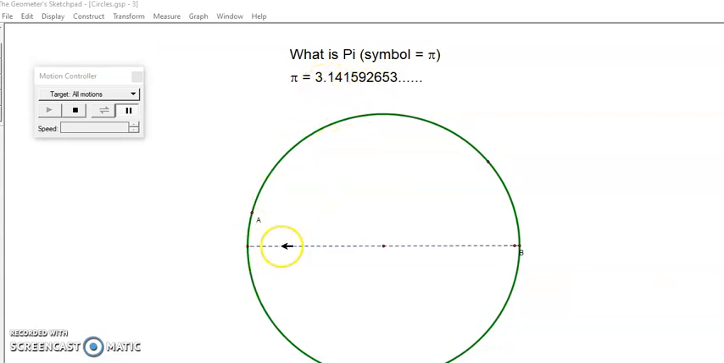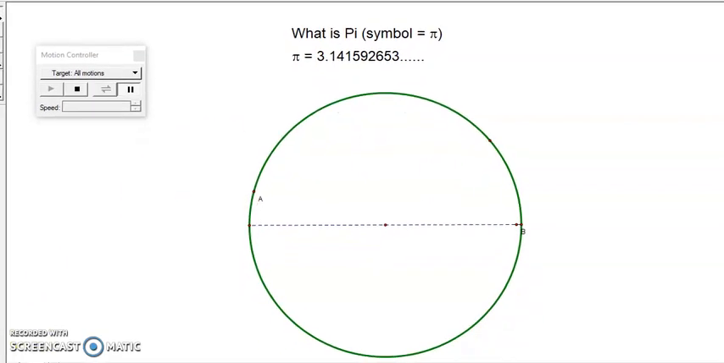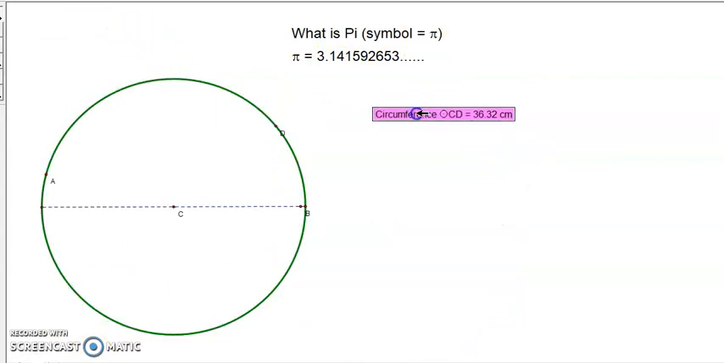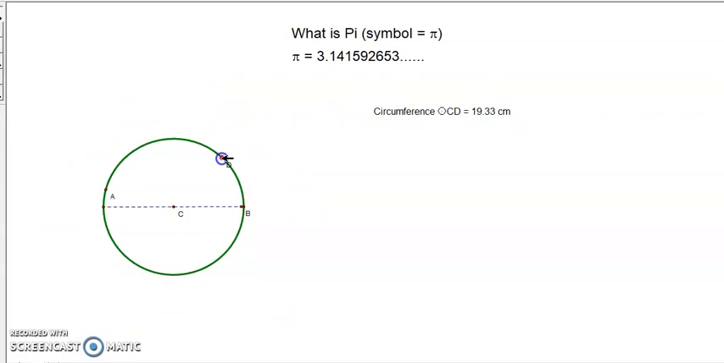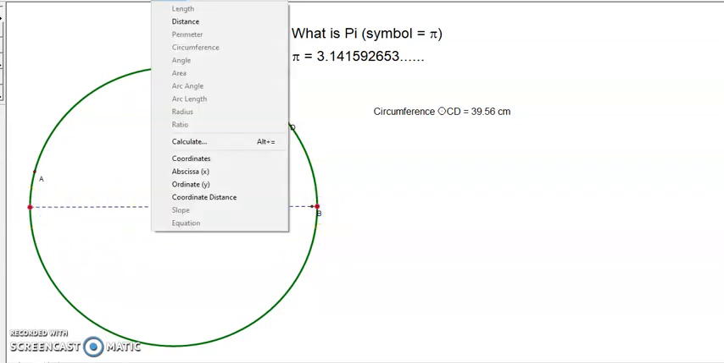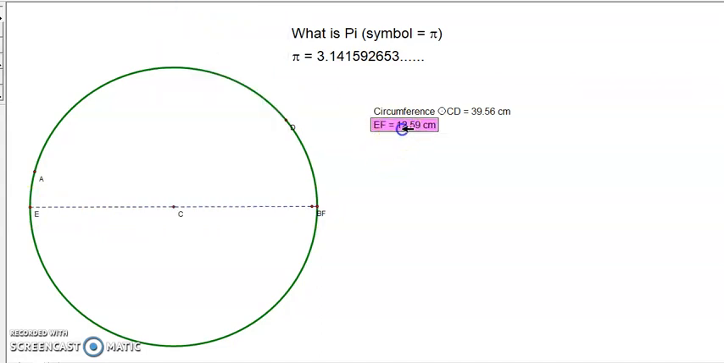This represents how many diameters fit around the circle. So it's 3 and a little bit. So we can do a little calculation and figure out how we can actually calculate that. We can write a little equation like this. The circumference of this circle right here is 36.32 centimeters. And if I make the circle smaller, you see how the circumference changes. Now I can also tell the computer to measure this diameter from here to here. So now I have the diameter and I have the circumference.